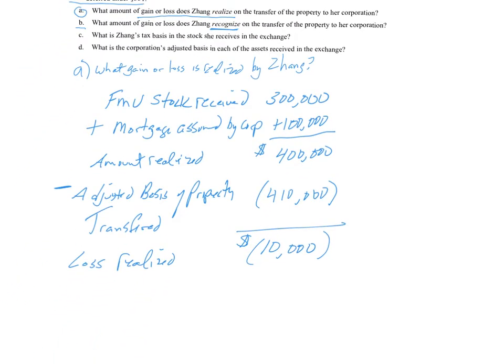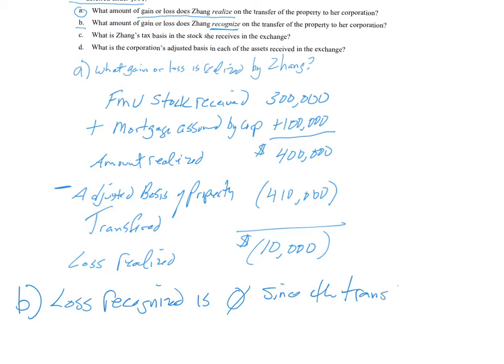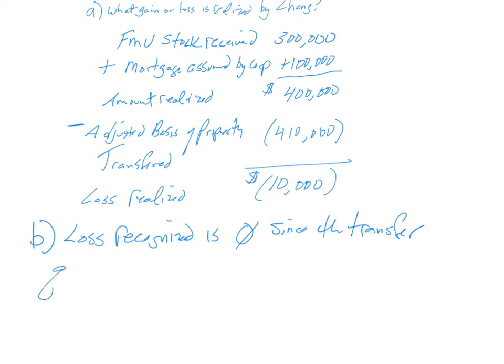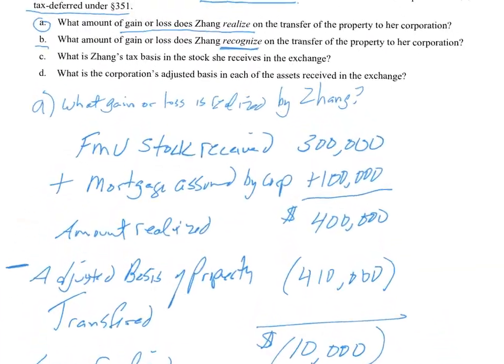So for B, loss recognized is 0, since the transfer qualifies as Section 351.